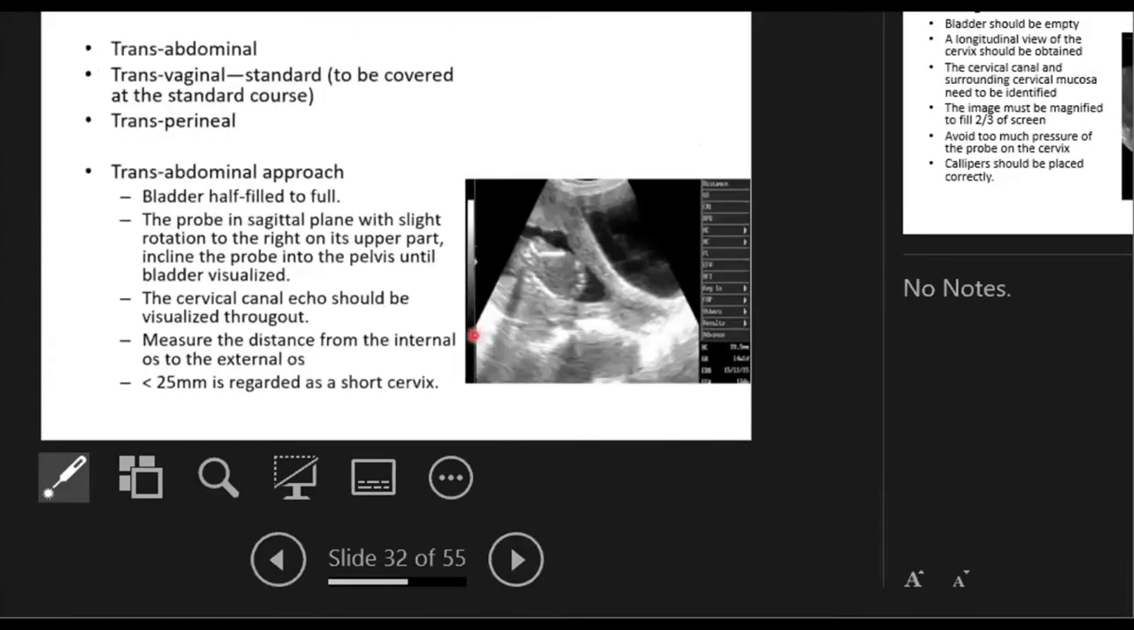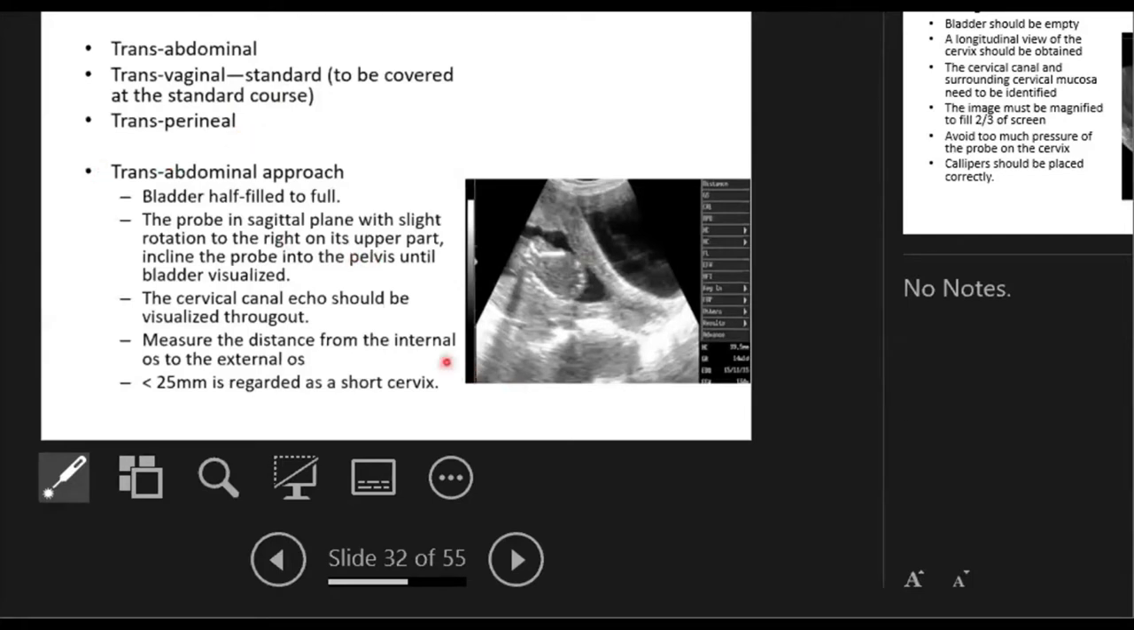So for assessing the cervix, it can be done in three ways: transabdominally, transvaginally, which is the standard, and you are going to be taught how to assess the cervix using the transvaginal approach. It can also be done transperineally.